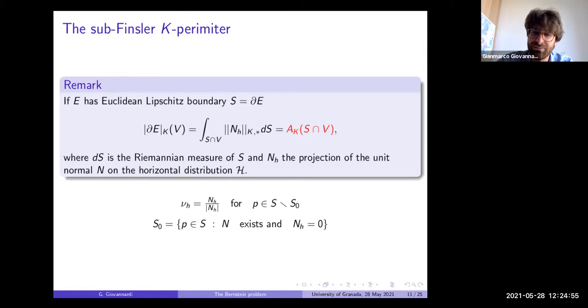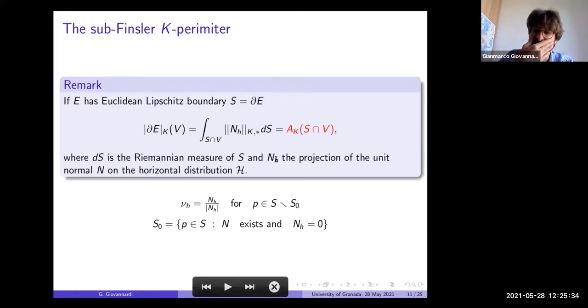So let me be more precise. We have our unit normal to our surface that is defined almost everywhere because we are considering a Lipschitz boundary. And when this normal exists, we project this normal onto the distribution because we can see only vector fields that belong to the distribution, and this is in H. And we compute the dual norm and integrate with respect to the measure. And this will be denoted by NH.